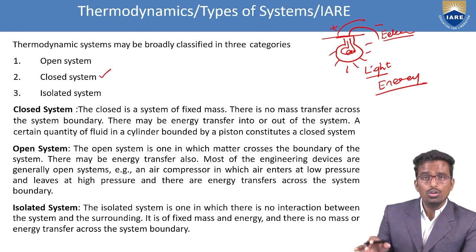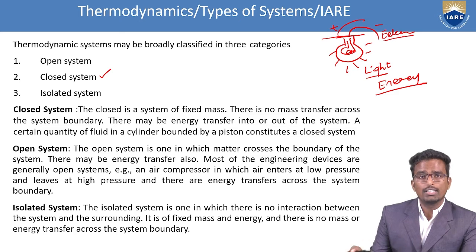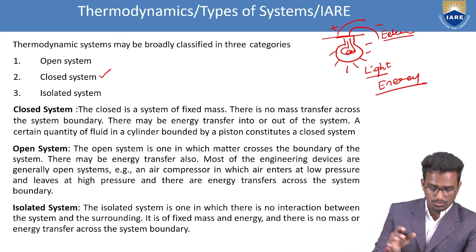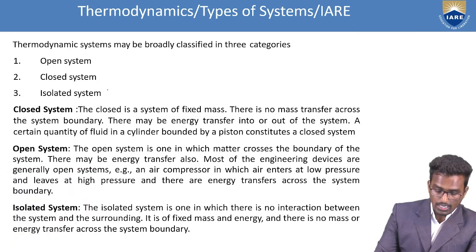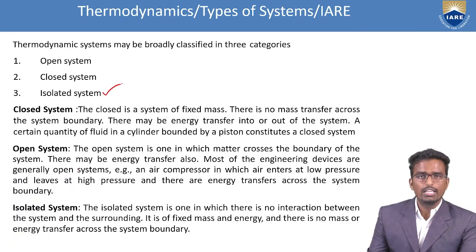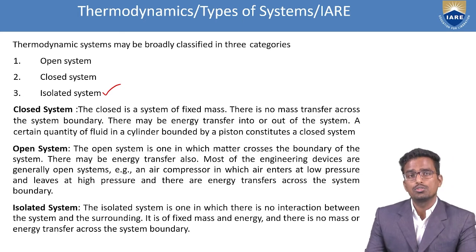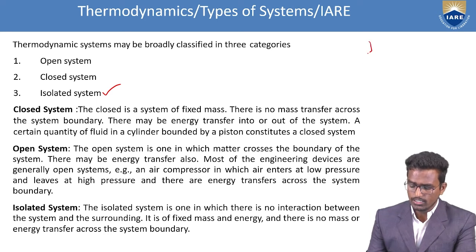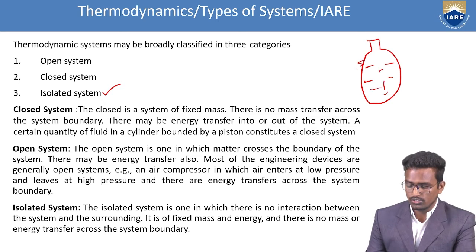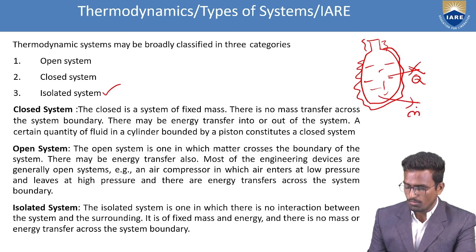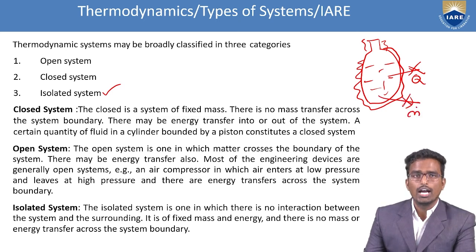If in any system only energy interactions are there, no mass interactions, that type of system I call a closed system. There is one more system class, the isolated system. If the system does not transfer energy, that means there is no interaction of energy and no interaction of mass, that type of system we call an isolated system. A simple example is a thermo flask which contains some hot fluid and is insulated from the outside. So there is no energy interaction and no mass interaction. That type of system we call an isolated system.